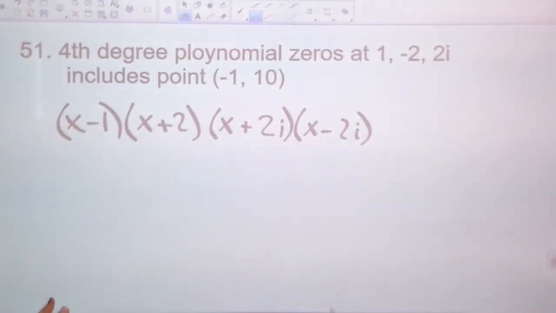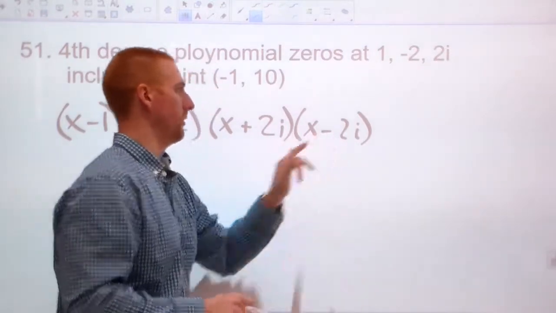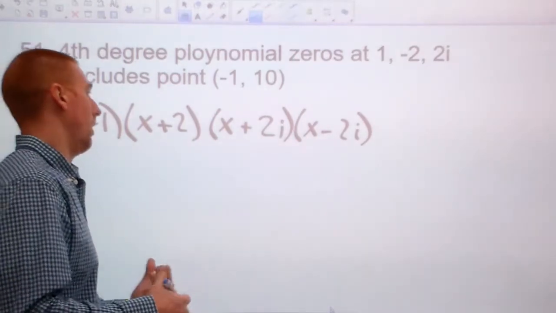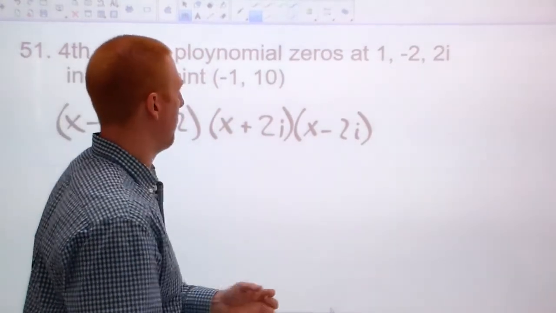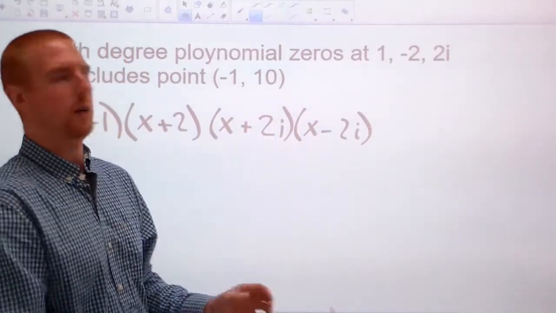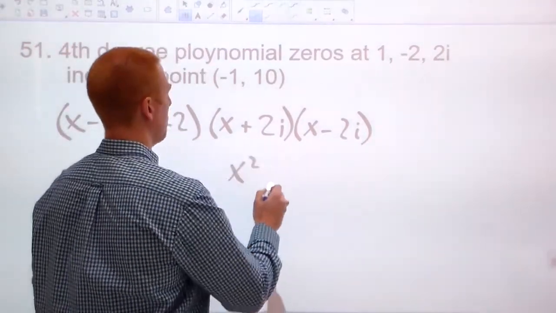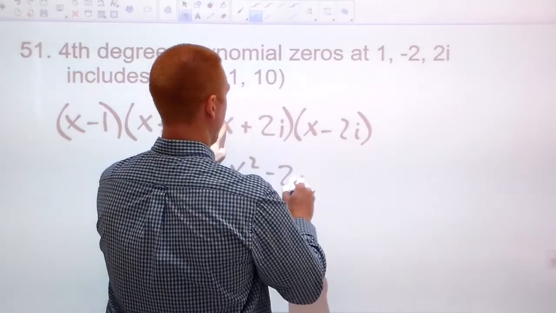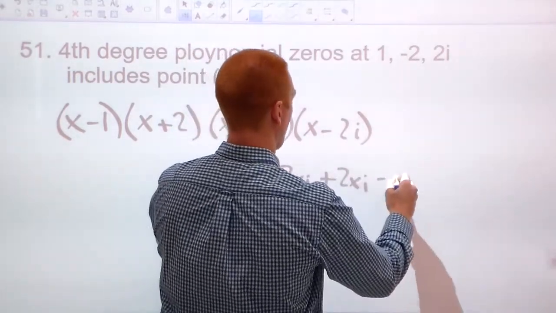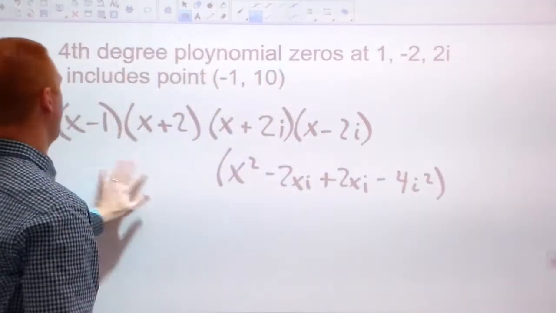And since I have 4, I'm going to do 2 of these at a time. And you always want to do the conjugates together. It's way easier that way because all of your i parts will go away. The complex number will become purely real when you FOIL these together. So I'm going to start there. That'll be x squared minus 2xi plus 2xi, and then minus 4i squared. And at the same time, we'll go ahead and do these two.